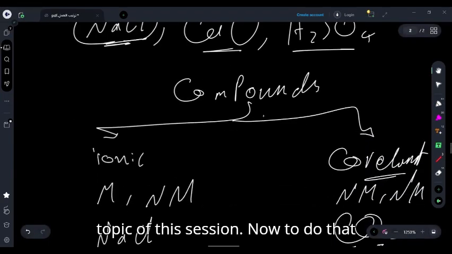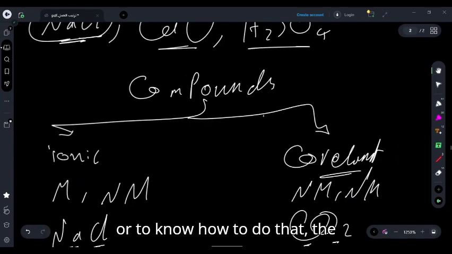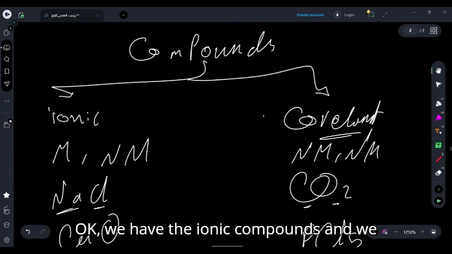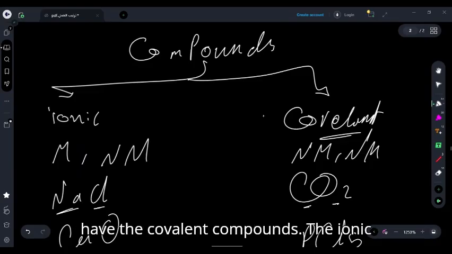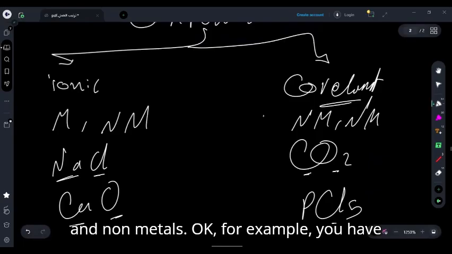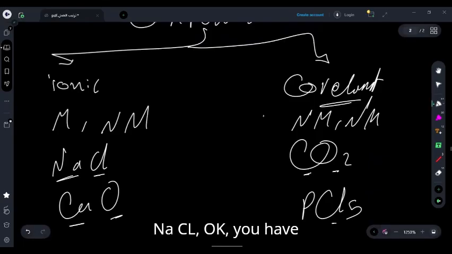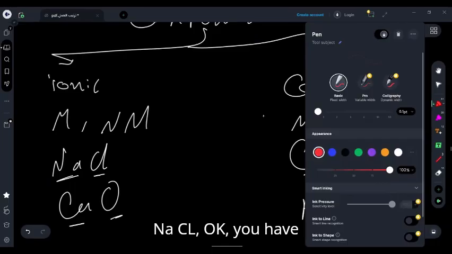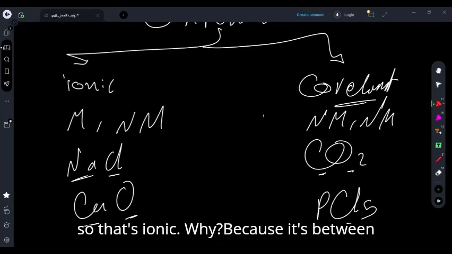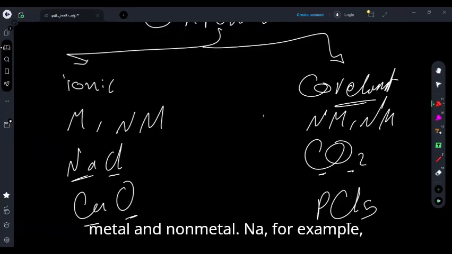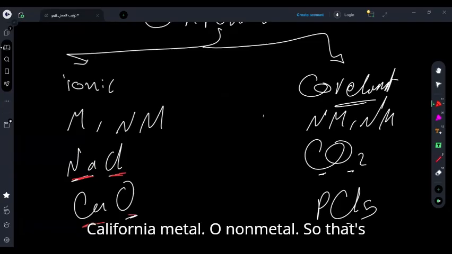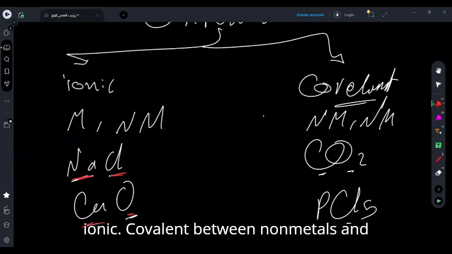Now, to know how to do that, there are two types of compounds. We have the ionic compounds and we have the covalent compounds. The ionic compounds, as we know, are between metals and non-metals. For example, you have NaCl, you have CaO here. So that's ionic. Why? Because it's between metal and non-metal. Na, for example, that's a metal. Cl, that's a non-metal. Ca, metal. O, non-metal. So that's ionic.